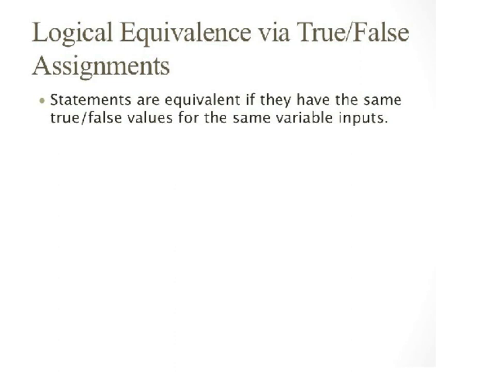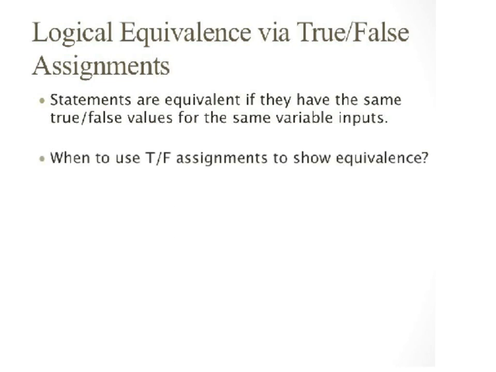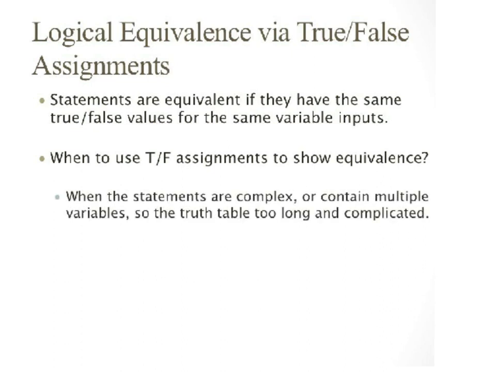Today we're going to talk about how to show logical equivalence using true-false assignments. Proving logical equivalence using truth tables is not difficult for simple logical statements, such as P implies Q. But when logic statements become complex or contain more variables, the number of rows required in the truth table, and definitely the potential for making a mistake, quickly renders this impractical.